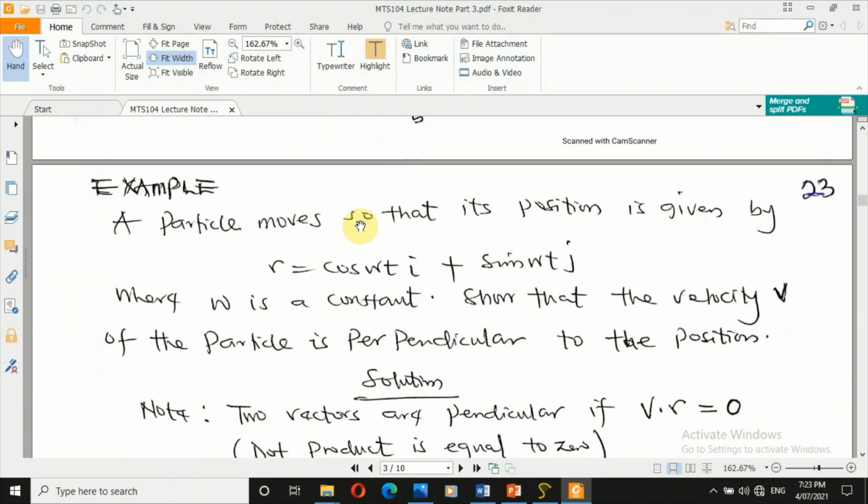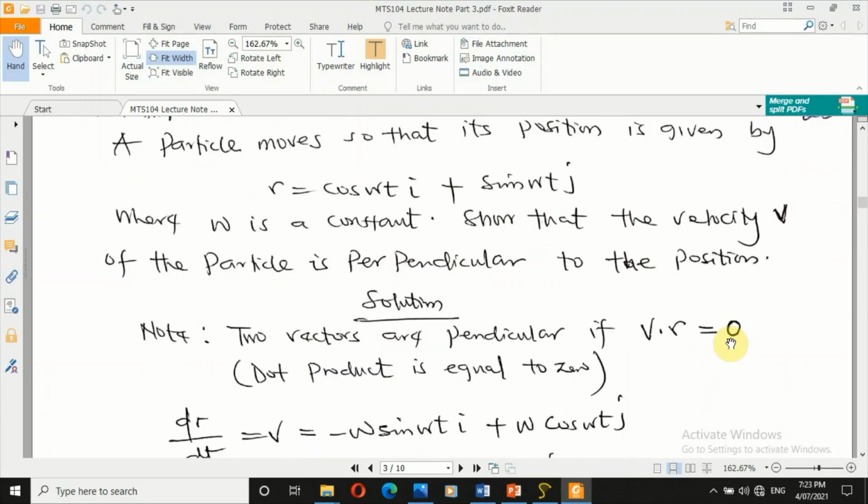A particle moves so that its position is given by r equals cos omega t i plus sin omega t j, where omega is a constant. We are asked to show that the velocity v of the particle is perpendicular to the position. Wow, this question is very simple. How do we know that the velocity of the particle is perpendicular to the position? All we need to do is find the dot product. If the dot product is 0, then that means that the velocity of the particle is perpendicular to the position.